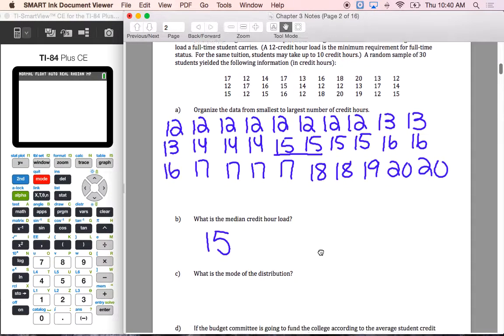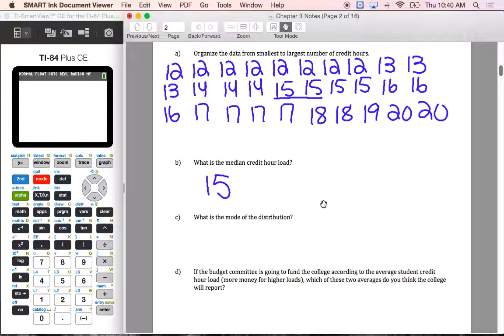Then they want the mode. Remember, mode appears the most, and 12 up there is the one that happens the most of all of our numbers.